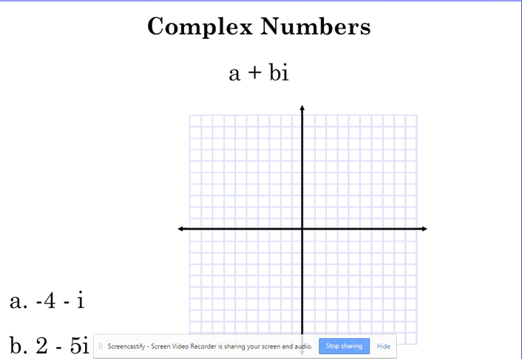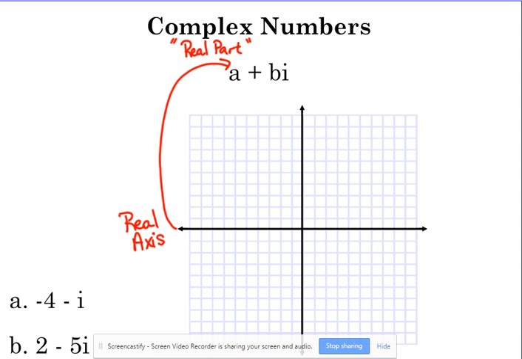Complex numbers are always in the form a plus bi. A is what we call the real part, and we can actually graph these, but we don't graph them on the XY axis, we graph them on the real and imaginary axis. So A comes first, that's the real part. It's just the plain number, okay?